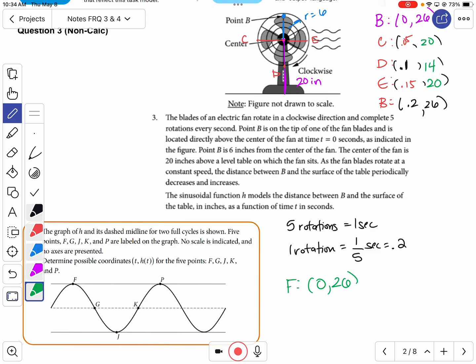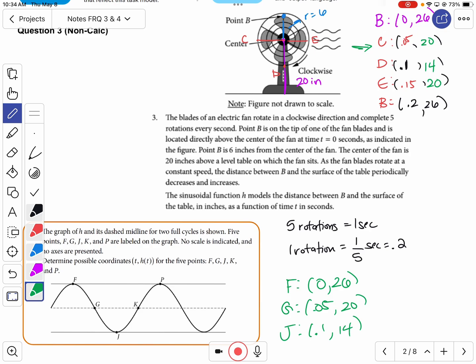G should be at the midline. Okay? Which would be that middle value. And is that what my second point was? Yep. So that's going to give me 0.05 and 20. Then J is going to be this lowest point, or the shortest Y value, so 0.1, 14.